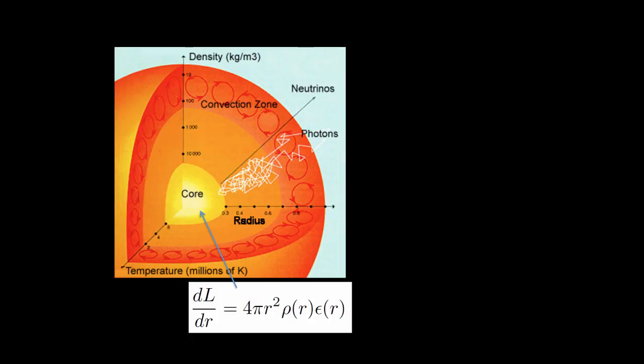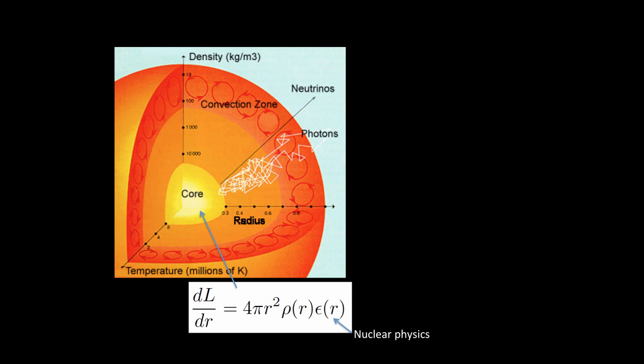So this energy generation, as we said, is going on in the core of the star. Here's a cross-section through our sun, and the input into this equation comes from the nuclear physics of the situation through this energy generation rate here. So how is this transported outward?